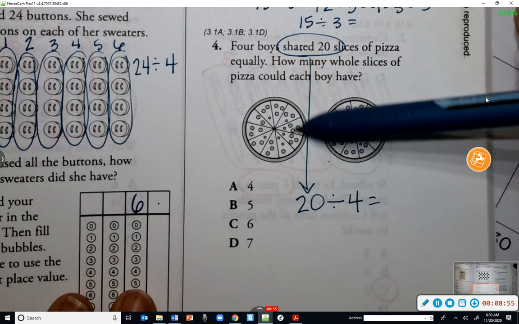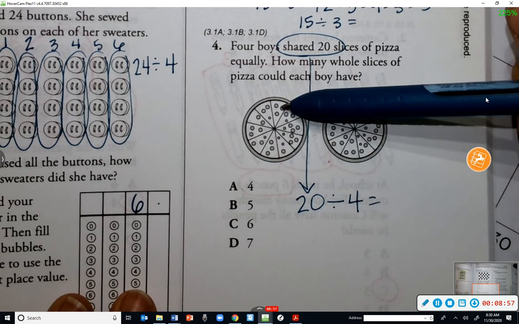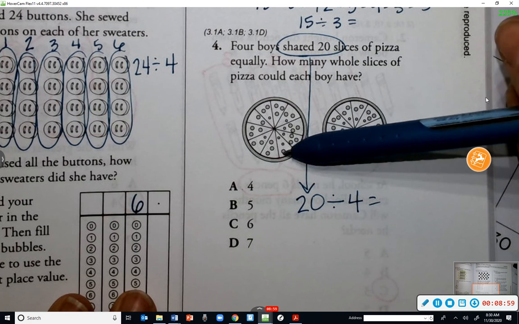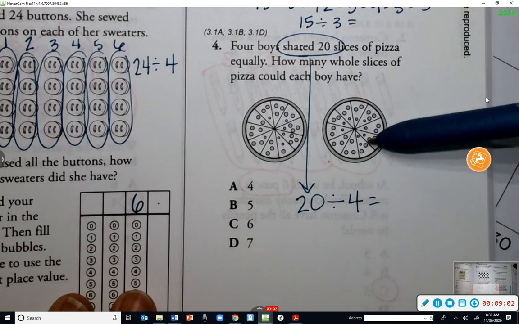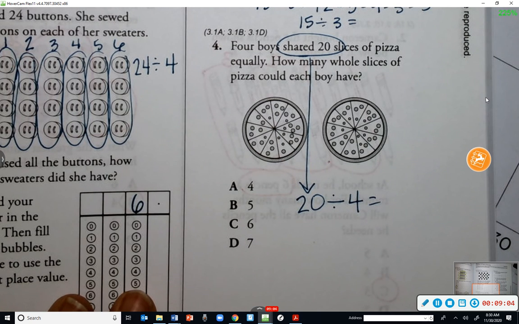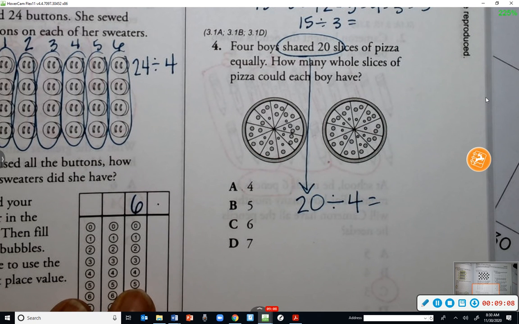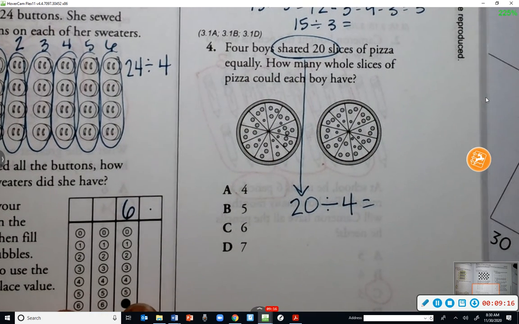So here's my pizza slices. There's 1, 2, 3, 4, 5, 6, 7, 8, 9, 10, and 10 over here. So 20 in all. How can I model sharing it with 4 boys? Circle 4, mark 4. Mark 4, good. Anybody do something different? Brandon?